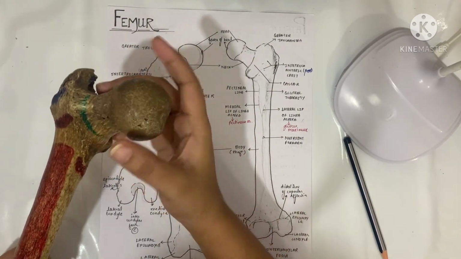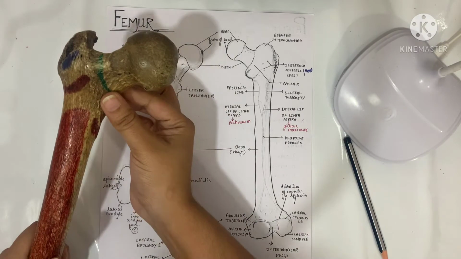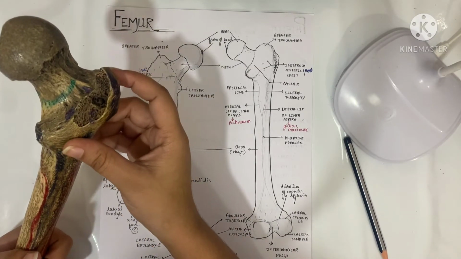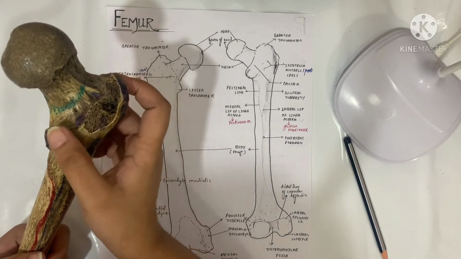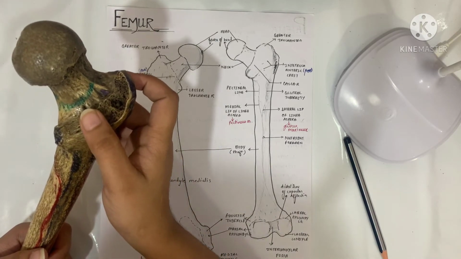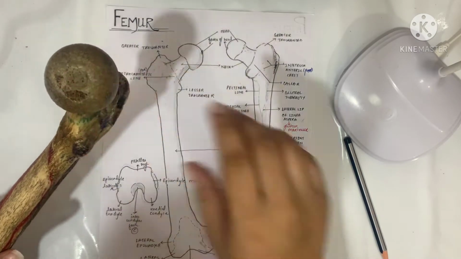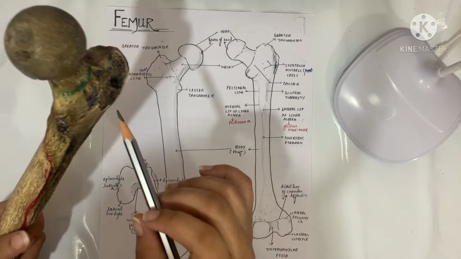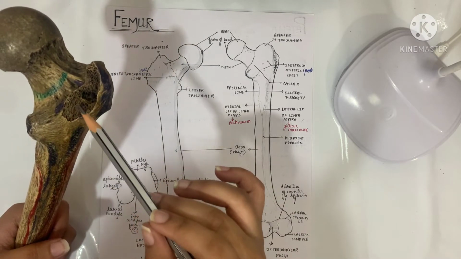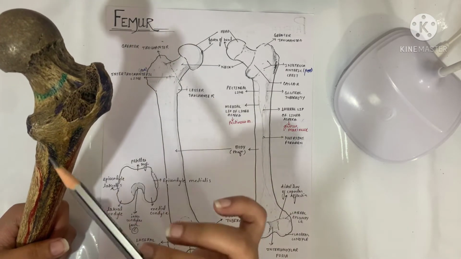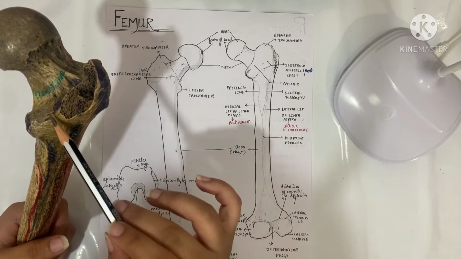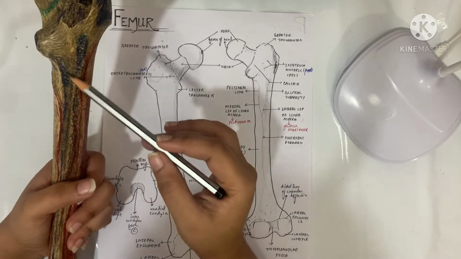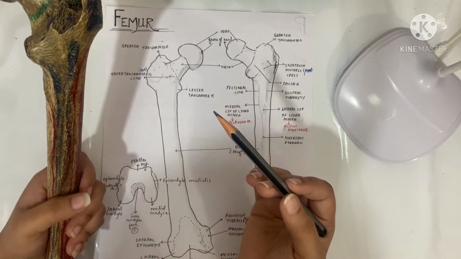This is the head. This is the neck. This is the lesser trochanter. This is the greater trochanter, and between these is the intertrochanteric line. And over here is the fovea. Then this is broken from here, but here is present an intertrochanteric crest, and over here is present a quadrate tubercle. Over here is present a gluteal tuberosity.